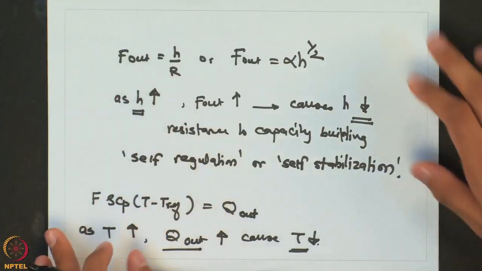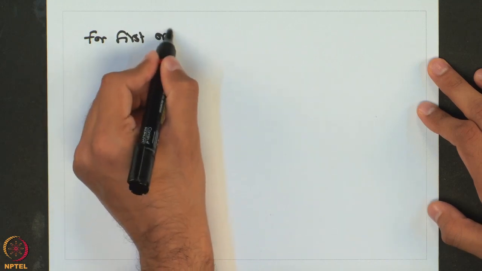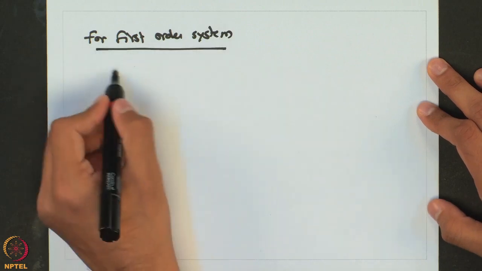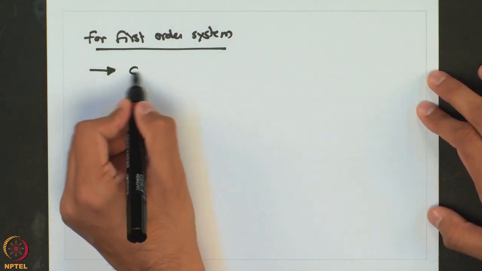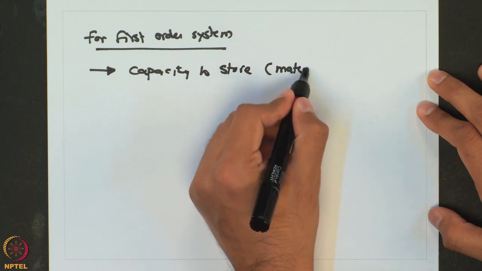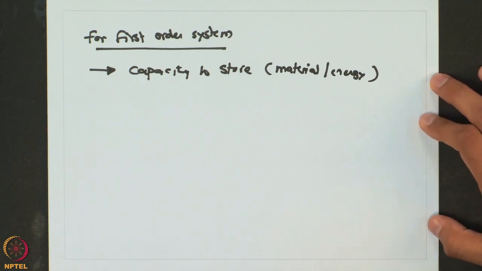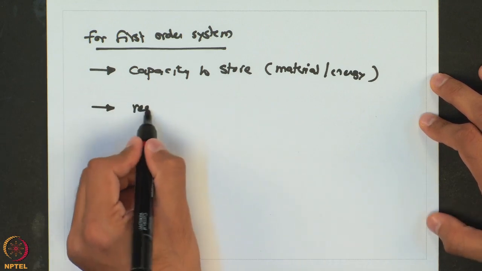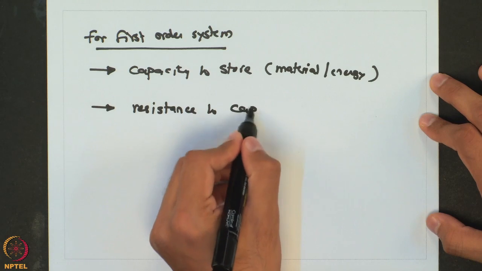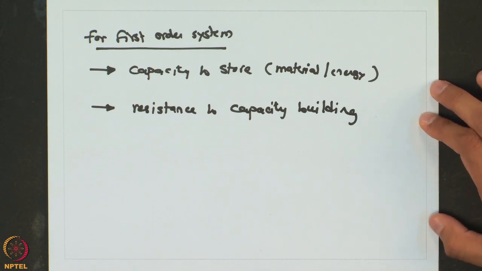So, all these examples, 2 to 5, have two features. We have seen that first order systems are characterized by a capacity to store, which may be material or energy. Mostly for chemical systems, these will be the two types of storage. And sometimes they are also accompanied by resistance to capacity building. So these are the two important characteristics of first order systems.